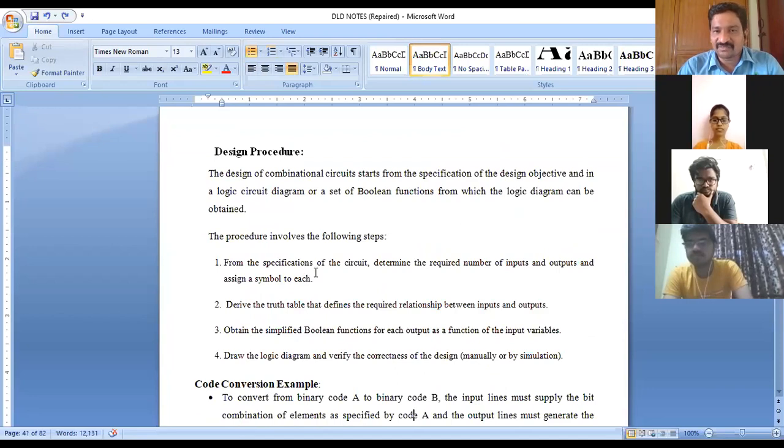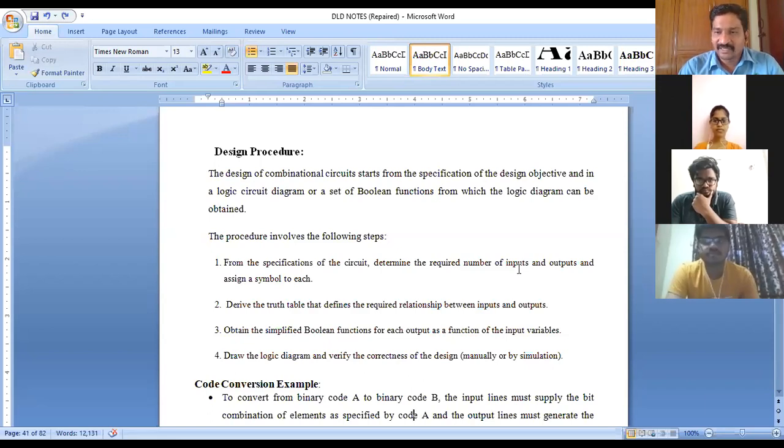First, from the specification of that circuit, determine the required number of inputs and outputs and assign a symbol to each. So we need to identify what circuit we are designing, and be very clear about it: how many inputs and how many outputs are required, and what the corresponding symbols are for the inputs as well as the outputs. The first thing to analyze for a circuit is what the logic gates, the inputs, and the outputs are.